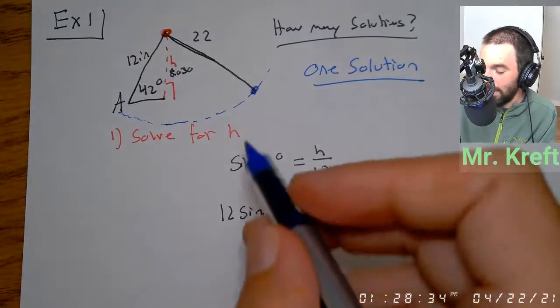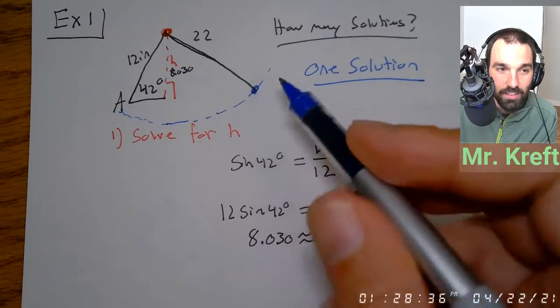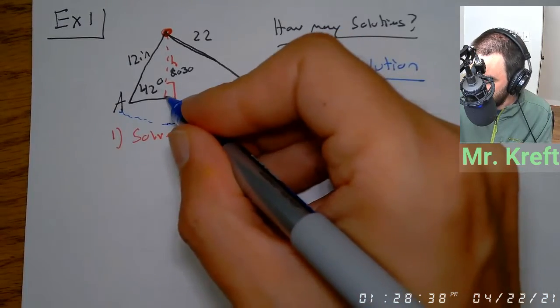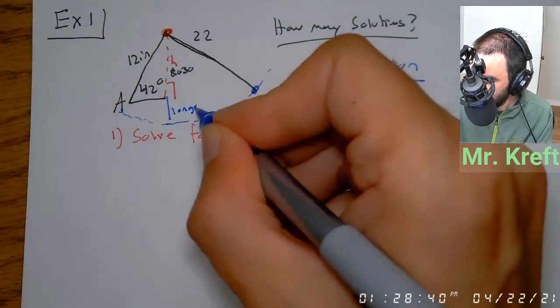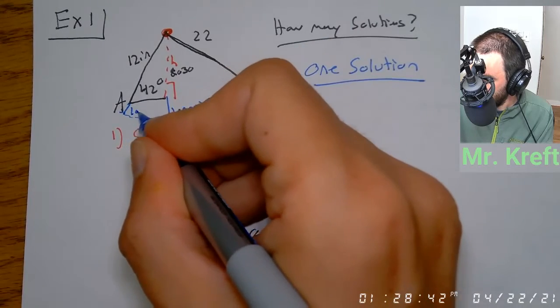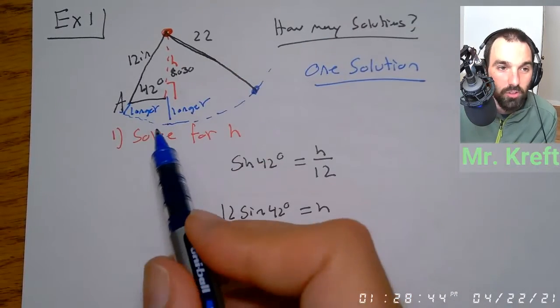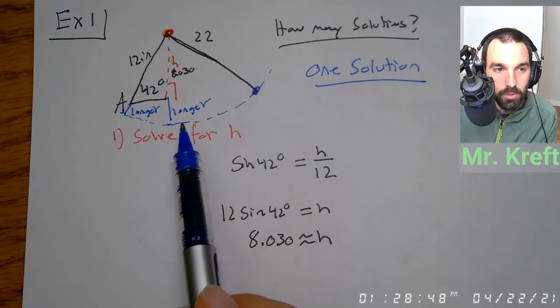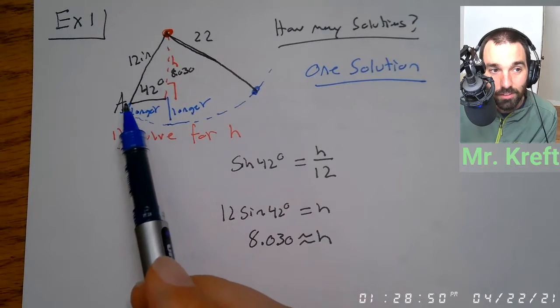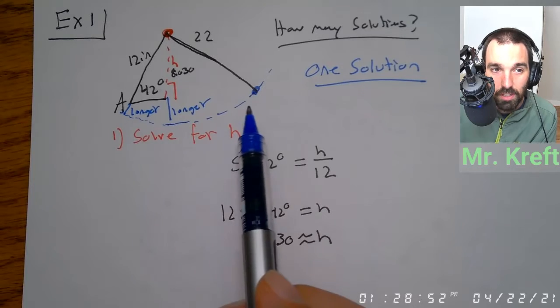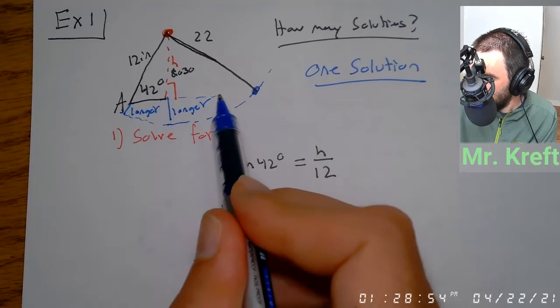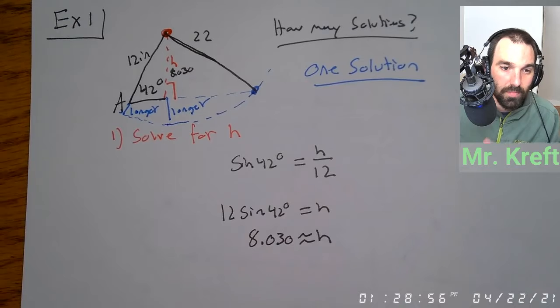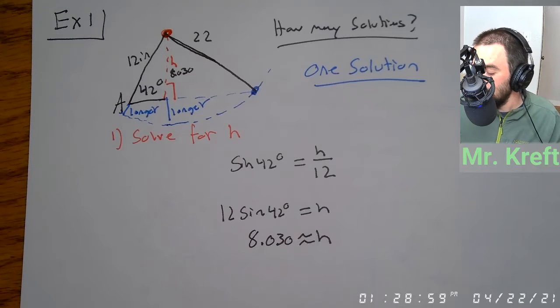And that's what I mean. So again, you put the little marker here. You know that, right? So this, it's longer. And this, it's longer. That's all I'm checking for, right? So I know that 22 is longer than 8.03, so it's going to go underneath it, and it's longer than 12. So there's only going to be one triangle. So there's one solution.